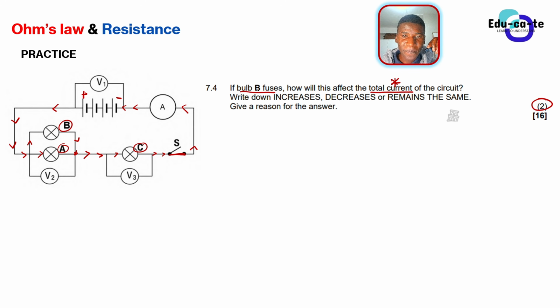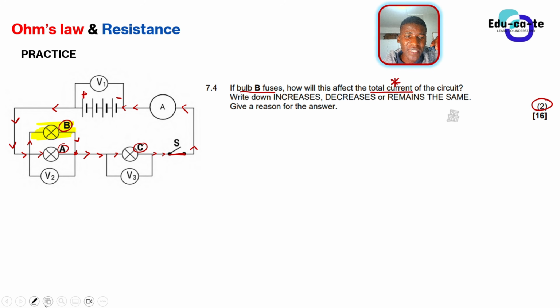So basically here, if bulb B fuses, it means that we are no longer counting it. Bulb B is out of the circuit, because the moment that it fuses, the current cannot go to something that is not working, something that is dead. Even if you are connecting it, the current will not be able to move to bulb B. So it's like we are actually removing bulb B from the circuit, because the current will not be taking any path to go there.